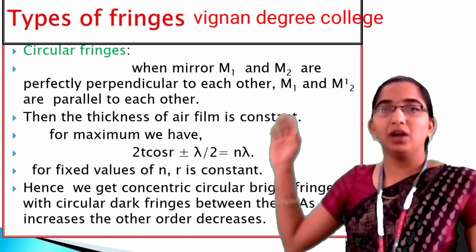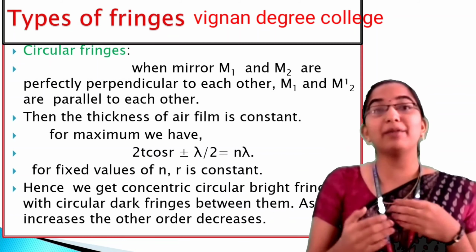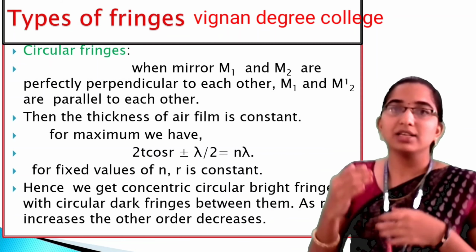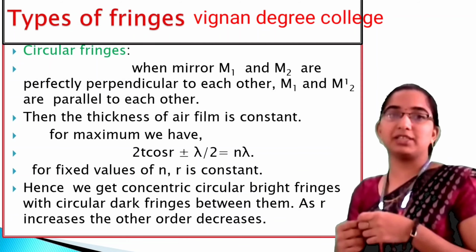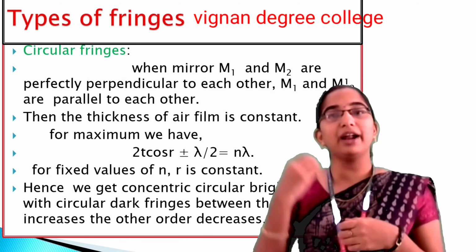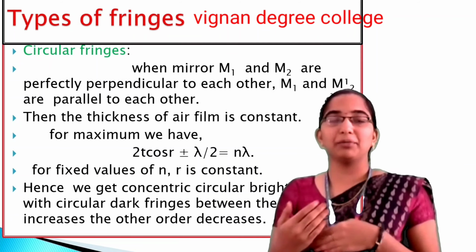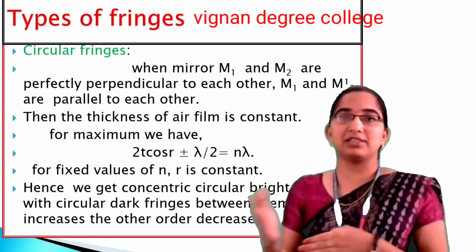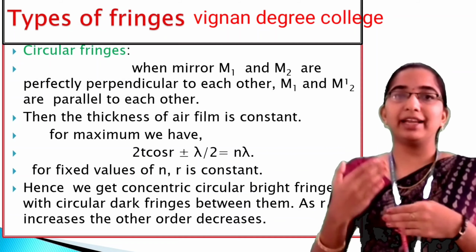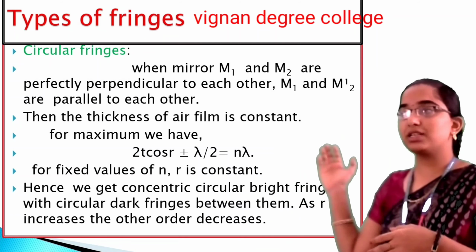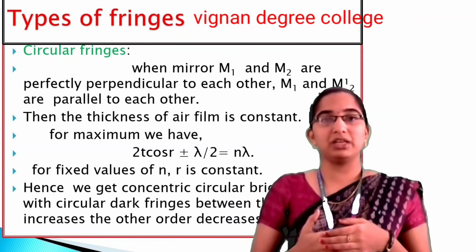Hence we get concentric circular bright fringes with circular dark fringes between them. As the order decreases, r decreases. So this is the first type of fringe.